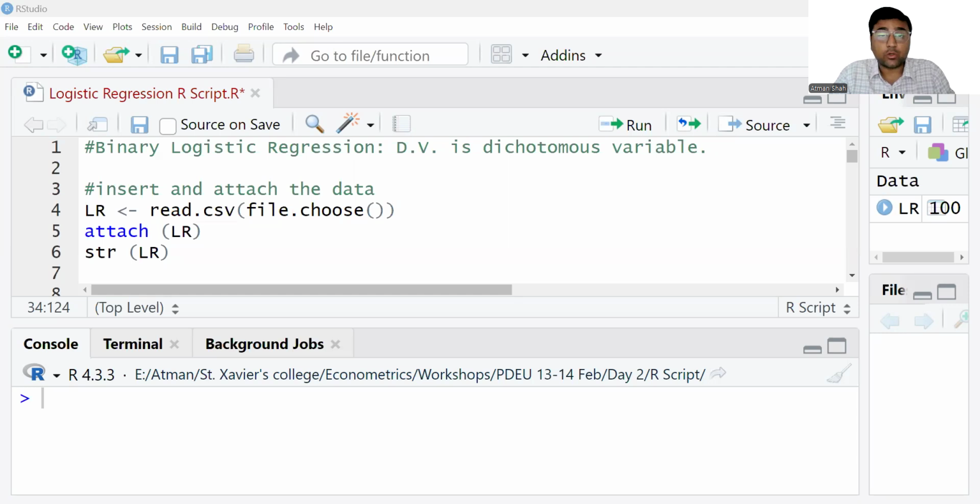In this video, I'm going to discuss how to perform logistic regression, binomial logistic regression in RStudio and its interpretation.